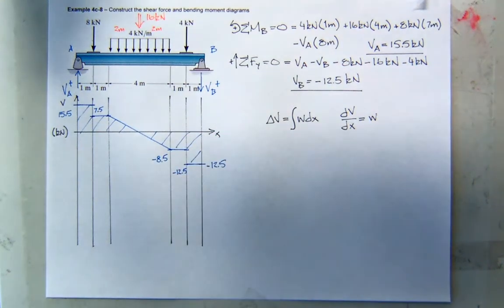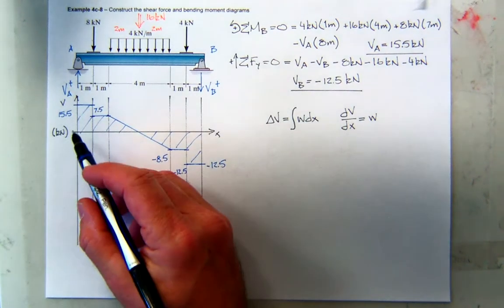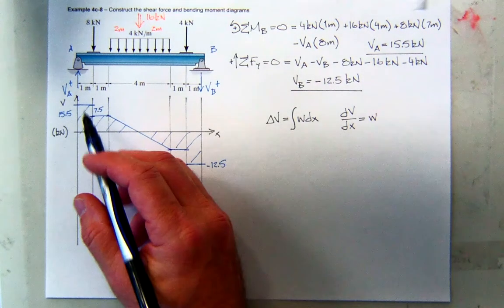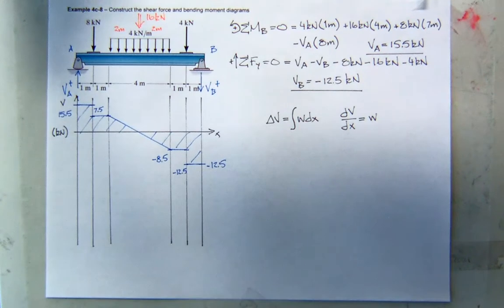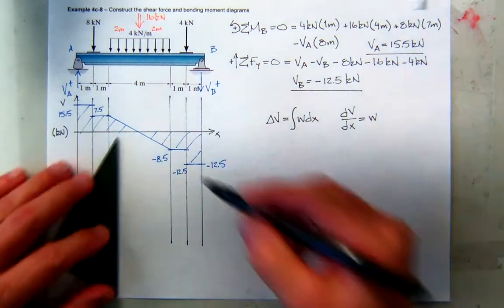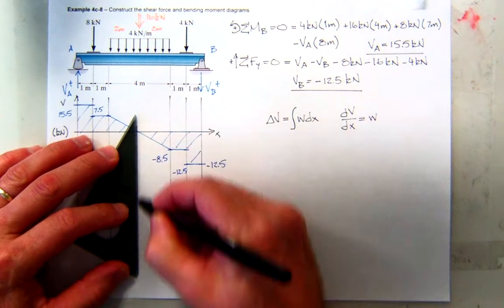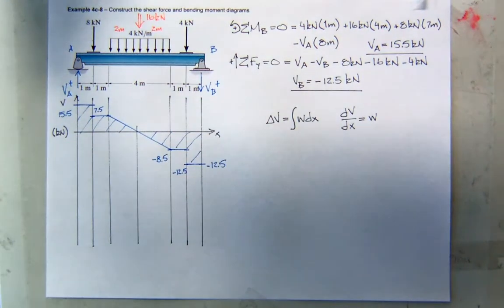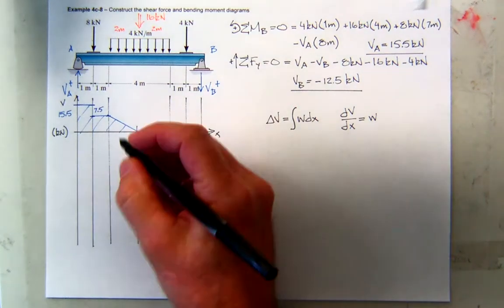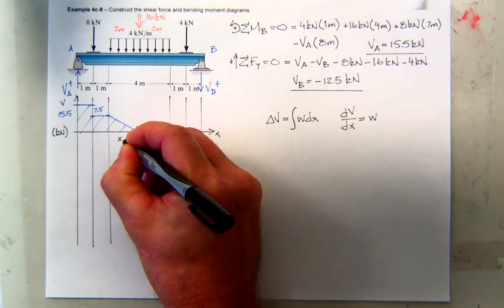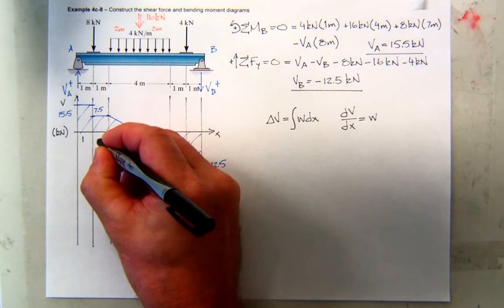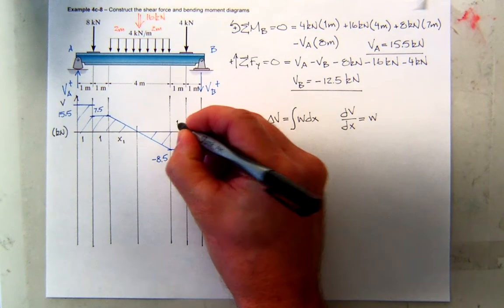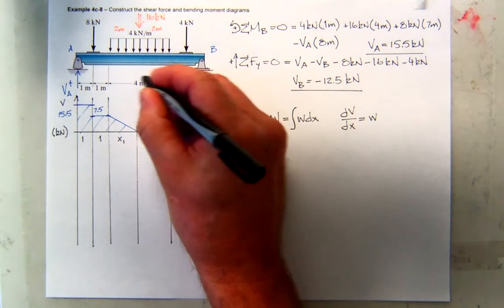Where's the maximum shear? Where does it occur? Yeah, it's in this first 1 meter of the beam, and it's 15.5. Where is the shear 0? Right there. Well, where is there? So I'm going to call this little distance here x1. I already know this is 1 meter. This is 1 meter. This is 1 meter. This is 1 meter. This whole distance is 4 meters.